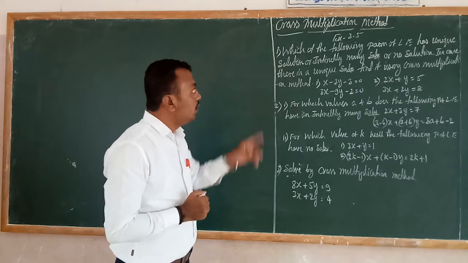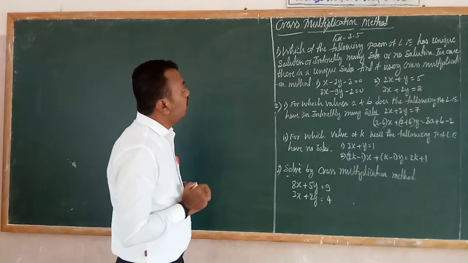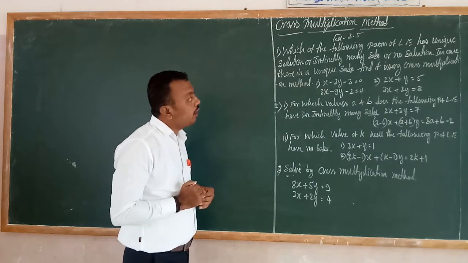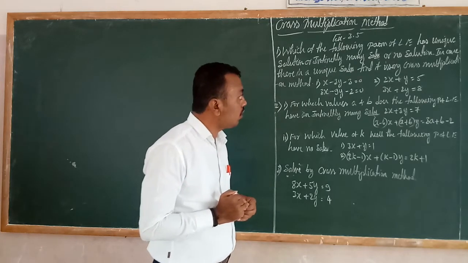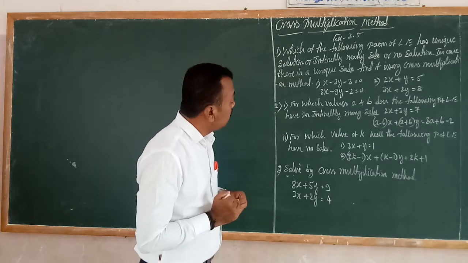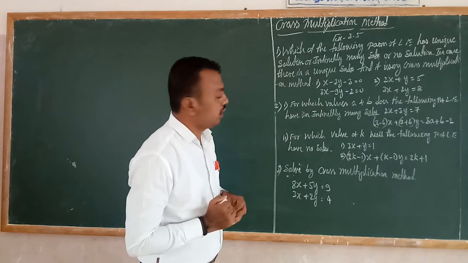Let us discuss exercise 3.5. Directly I will go to exercise 3.5. The first question: which of the following pairs of linear equations has a unique solution, infinitely many solutions, or no solution? In case there is a unique solution, find it using the cross multiplication method.